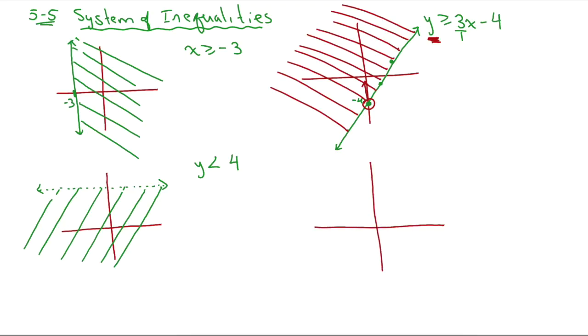How about y is strictly less than negative 1/5 x plus 2. Okay. So what's the y-intercept? 2, so that'd be 2 up. The slope is? -1/5. So I'm going to go down 1. Over. Which way?